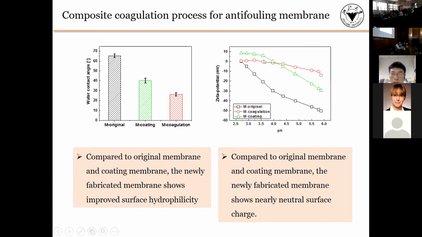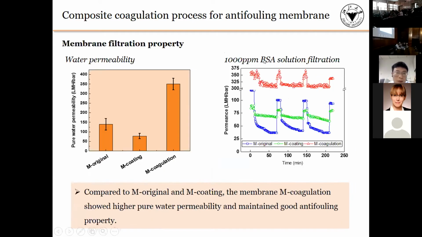For the water permeance, ours is much higher than the original membrane, and also for the BSA filtration, we can find that the flux retention or total recovery is much higher than the original membrane.